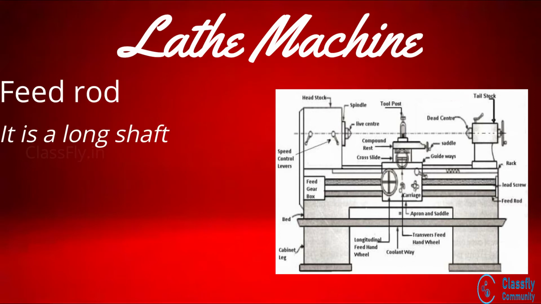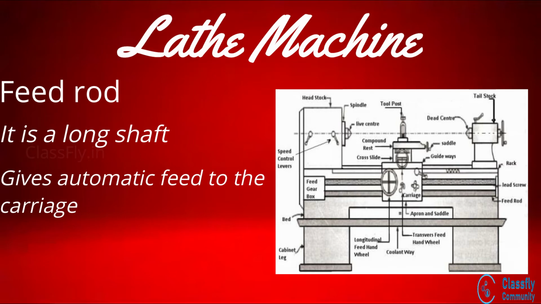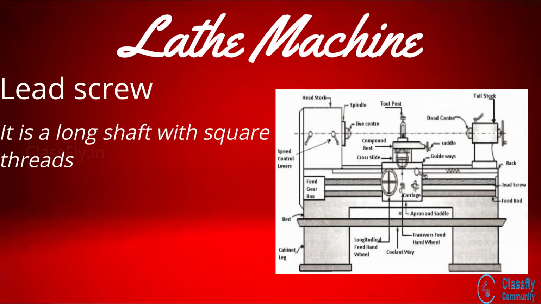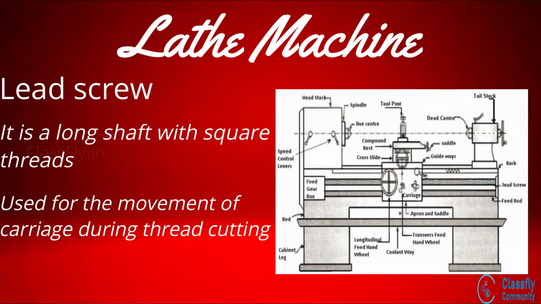Feed rod. Well, this is a long shaft that gives automatic feed to the carriage for various operations such as turning, etc. Lead screw. This is a long shaft with square threads cut on it. This is used to facilitate the movement of the carriage during thread cutting operations.